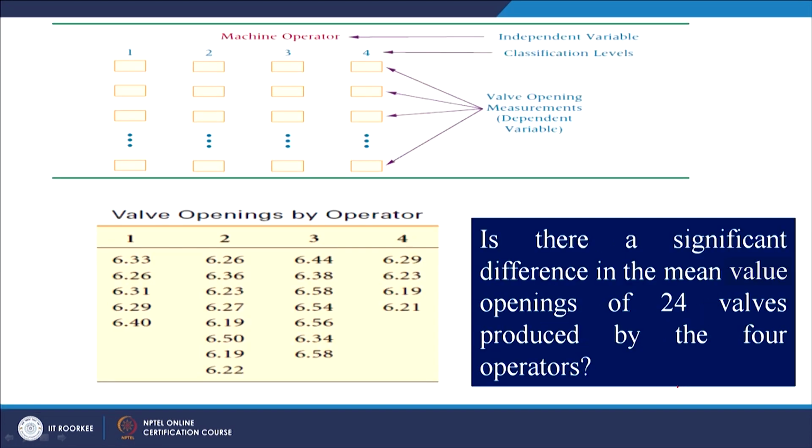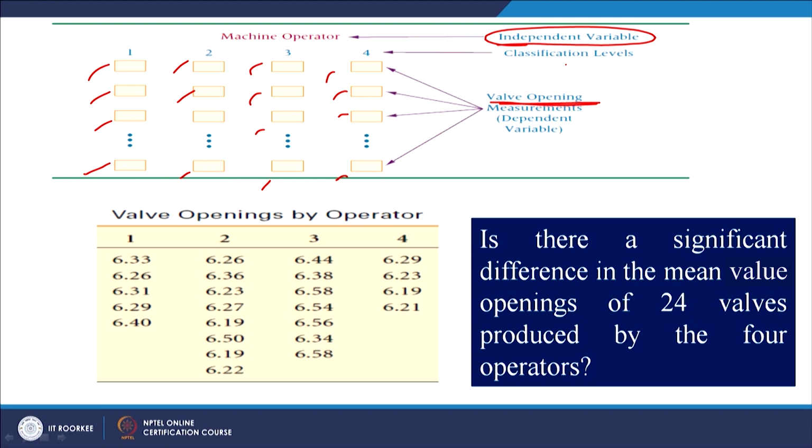Let us look at this example. We will take the same valve manufacturing example. Let us say these valves are being manufactured on 4 different machines. Machine 1 is producing these valves, machine 2 these valves, machine 3 these valves, and machine 4 these valves. The independent variable is, let us say, there are 4 operators, not 4 machines. So, machine operators is the independent variable, there are 4 different operators, and the classification levels are, let us say, 1, 2, 3, 4 or A, B, C, D.